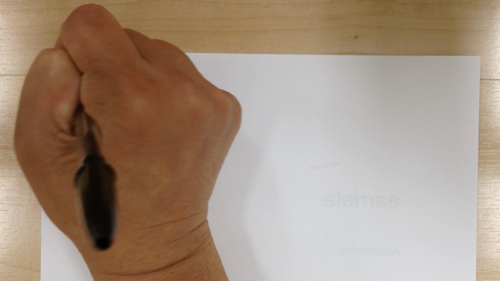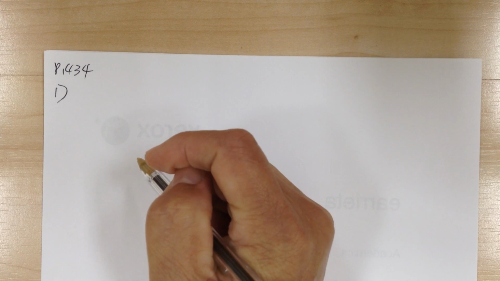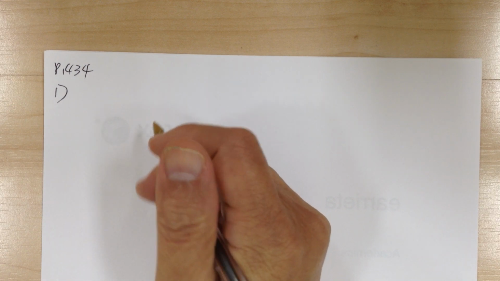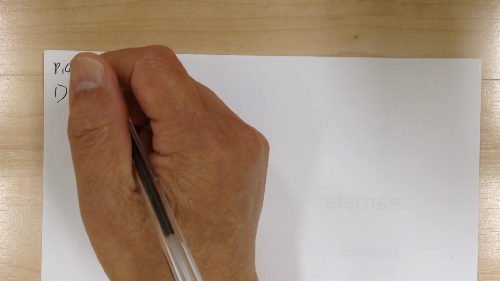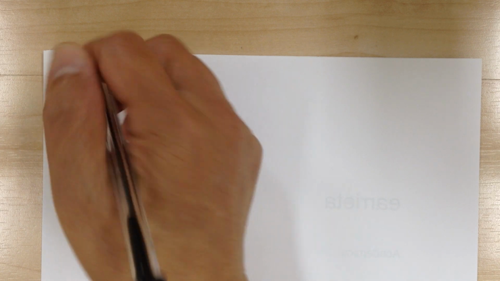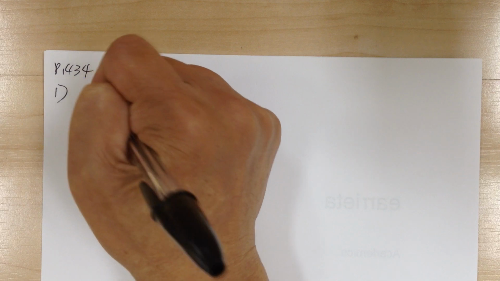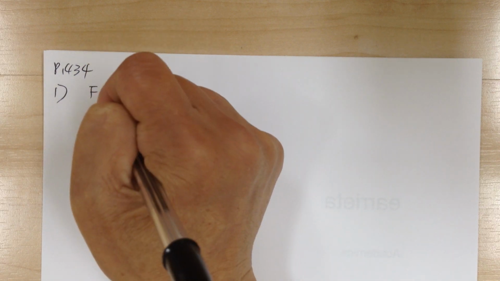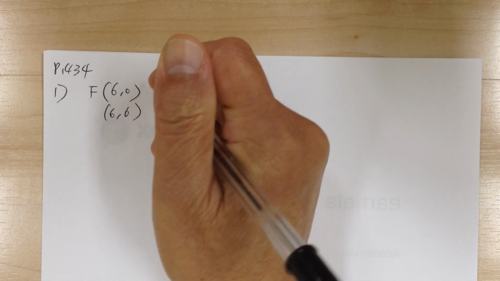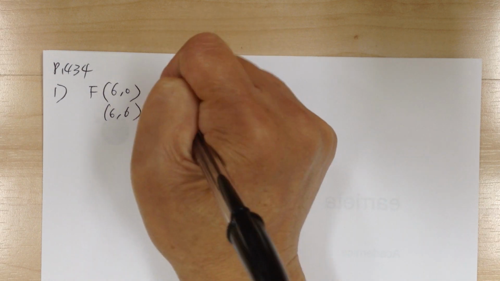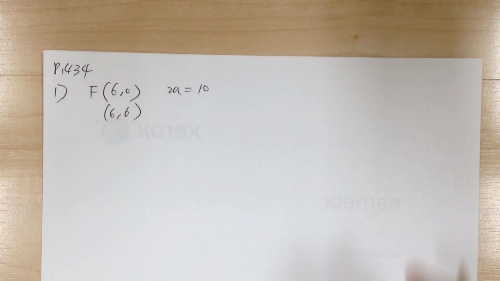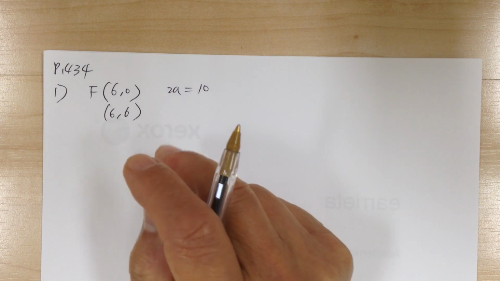Let's go to page 434 and start with number 1. It's just one equation of the ellipse, having the given foci and sum of the focal radii. So you have the foci, F at (6, 0) and (6, 6), and the sum of the focal radii, which means 2a equals 10. So this is the information and you're looking for the equation.